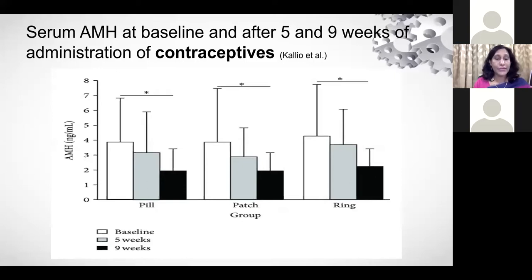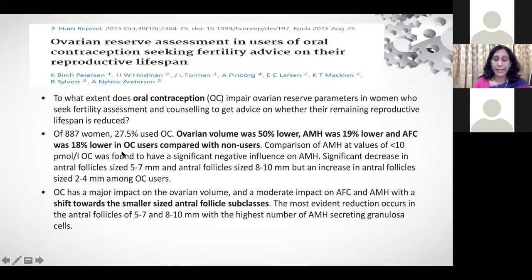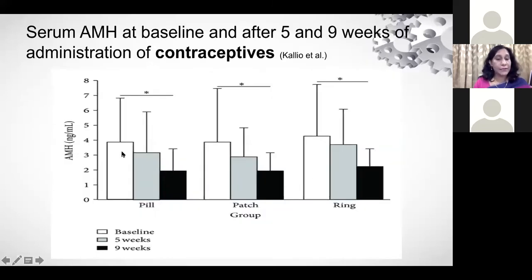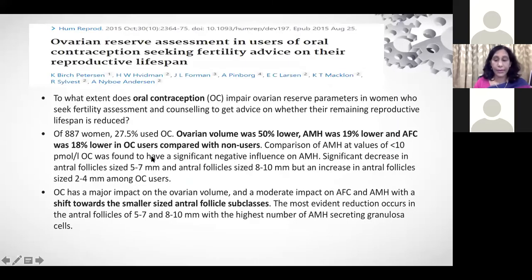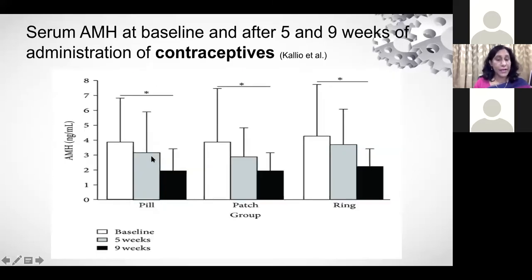If you look into this chart, you can see the normal level of AMH, and then after 5 weeks of use, what happens? The AMH level goes down. And then if we look further at 9 weeks, the AMH level goes further down, whether it's in the form of pills or patches or rings, whenever we use hormones.